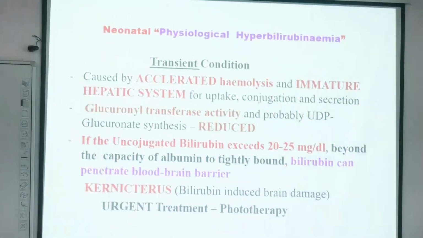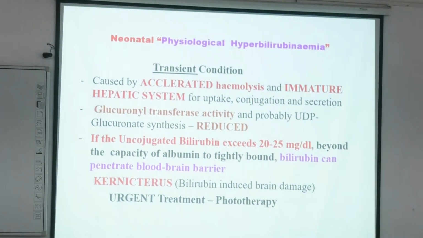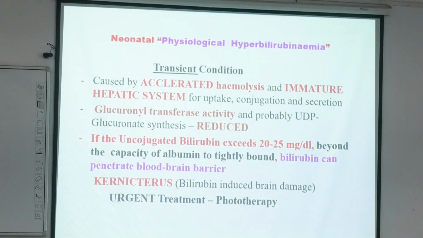Another part is neonatal or physiological hyperbilirubinemia, which you will handle also in pediatric cases. It is a transient condition, because all babies are not normal; there may be some premature babies, some babies may be born with some amount of defect in the conjugation system or hepatic system for uptake, conjugation and secretion. Glucuronidase transferase activity is also reduced.